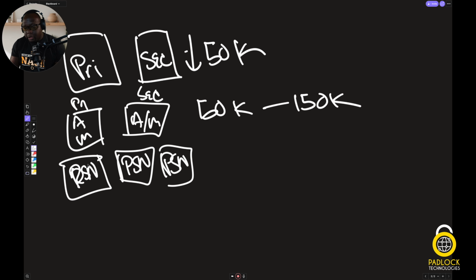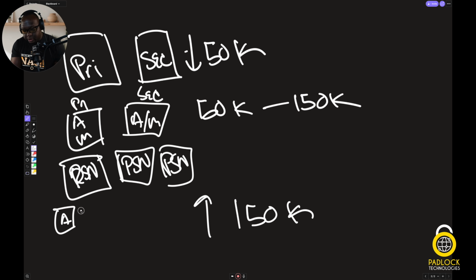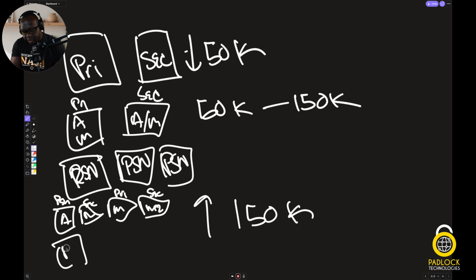All right. And then when you get anything greater than 150,000, you're looking at a large deployment, which breaks out all these roles. So you'll have an admin 1, admin 2, monitor 1, monitor 2, and these are all secondary and primaries. And then you got a bunch of PSNs underneath it. I should just put P's.